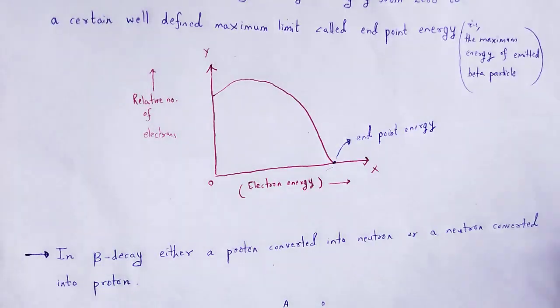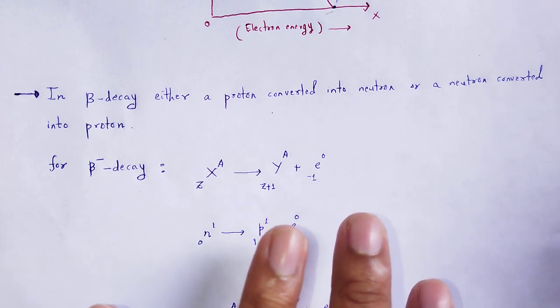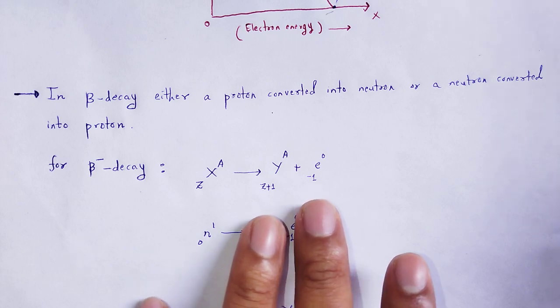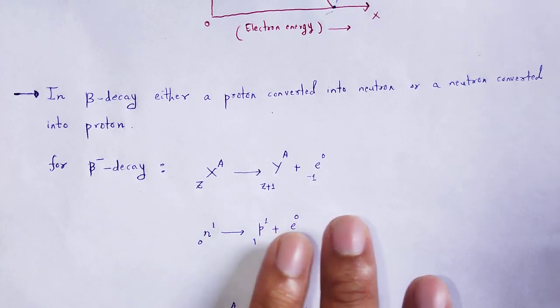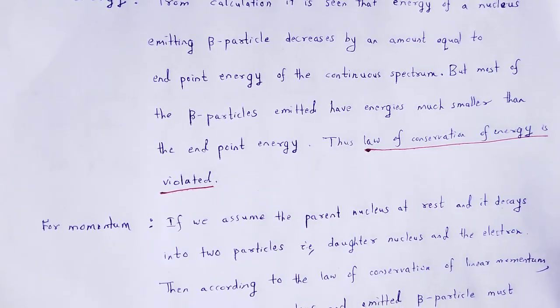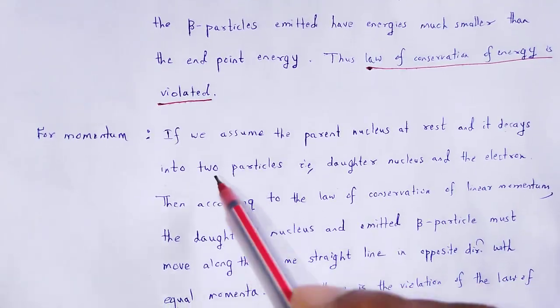During that beta decay, as we considered here, if we analyze the energy for that beta decay, we see it violates the law of conservation of energy. Next, how is the law of conservation of momentum violated?